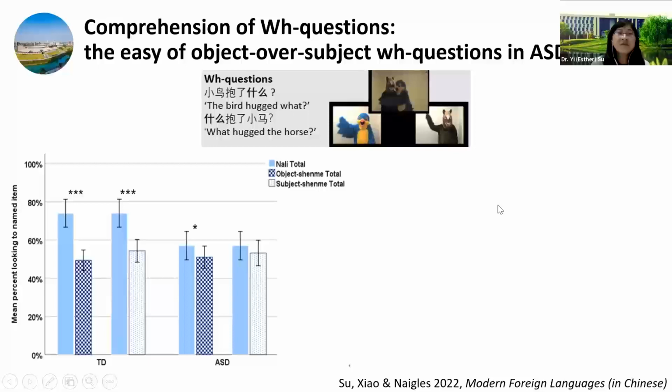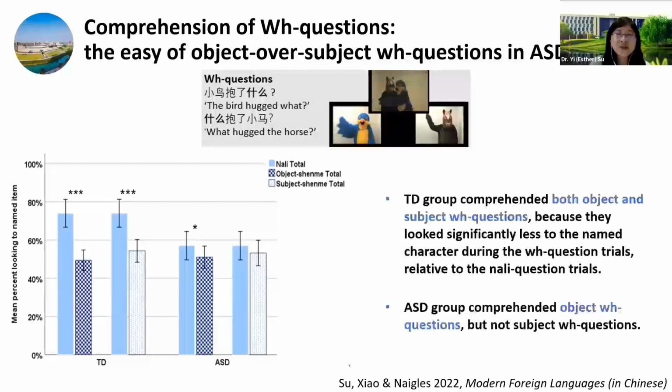And we also tested WH questions. 小鸟抱了什么? Now that is an object WH question, and 什么抱了小鸟? is a subject WH question. So if you understand 小鸟抱了什么, you would look at this horse. So TD children comprehended both object and subject WH questions. For the subject WH question, 什么抱了小马?, you would look at the bird, because they look significantly less to the named character during the WH question trials.